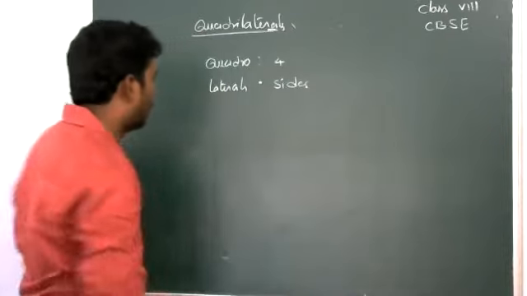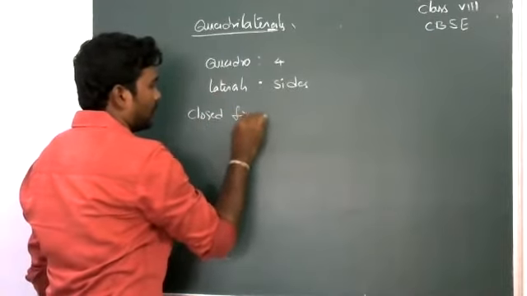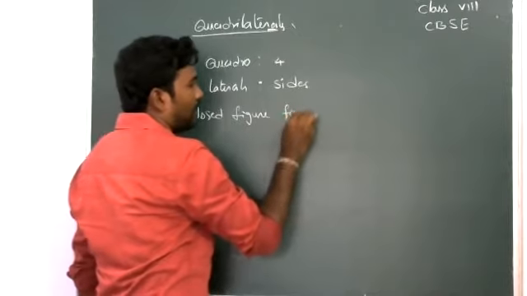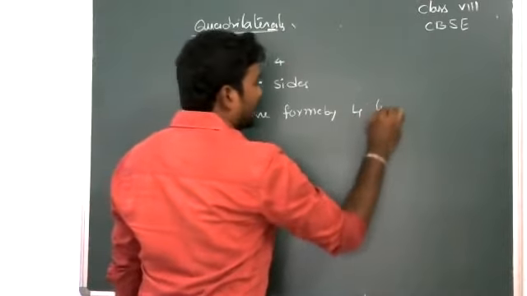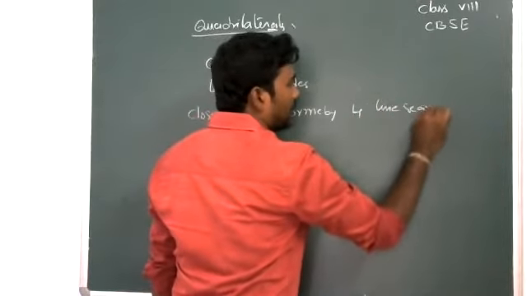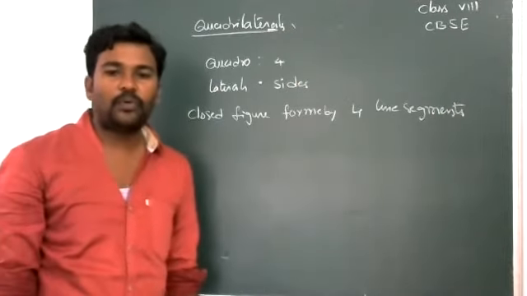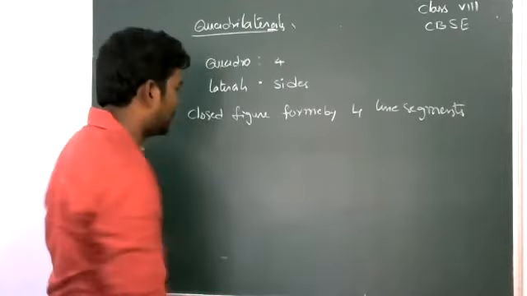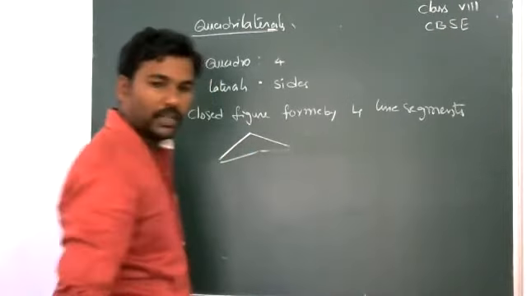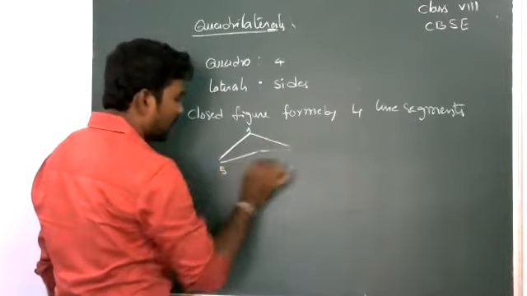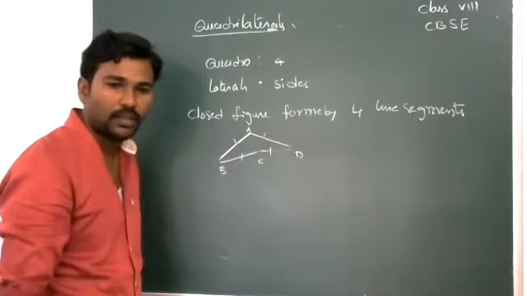It is a closed figure formed by how many? 4 line segments. So here you can see a closed figure formed by 4 line segments. For example, here you can see A, B, C, D. So that means this is 1, 2, 3, 4. 4 line segments are there.